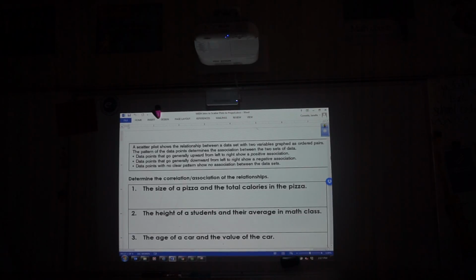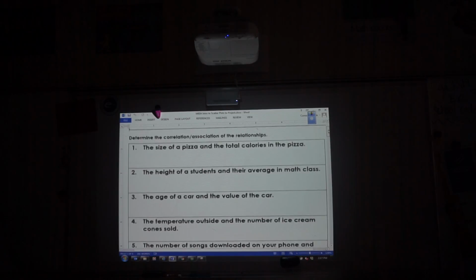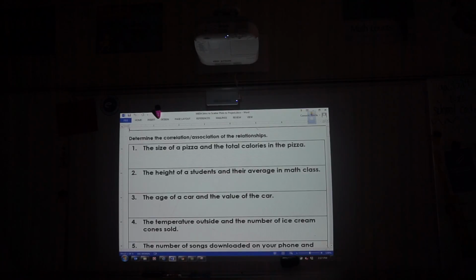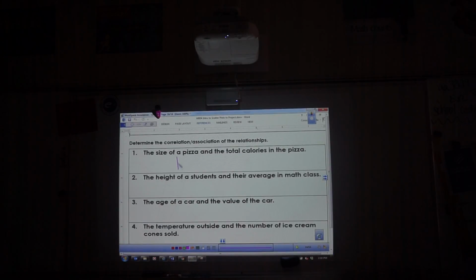So let's take a look at these and see what type of relationship we can determine that they have. It says determine the correlation. Correlation or association are different ways of saying relationship. The size of a pizza and the total calories in the pizza. The pizza size is going up. What happens to the total calories? They go up. So they're both going in the same direction. So that is a positive relationship.